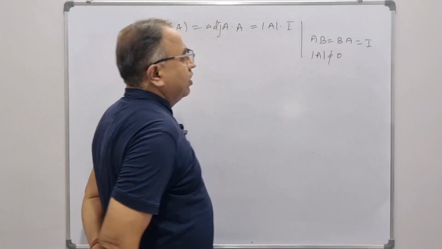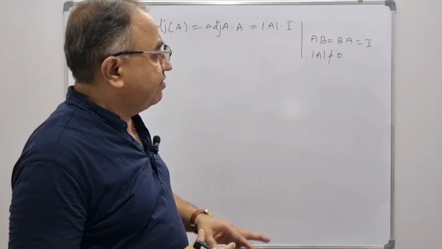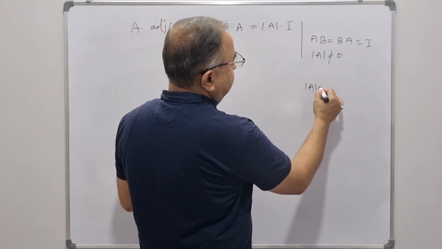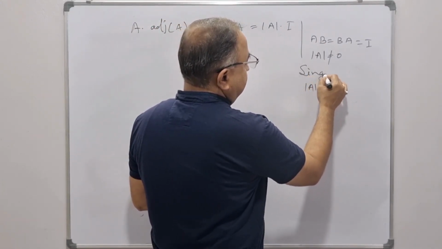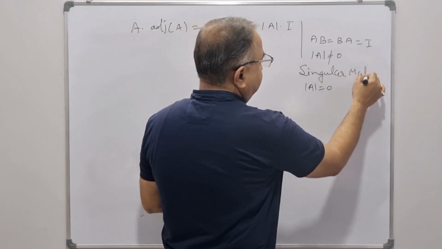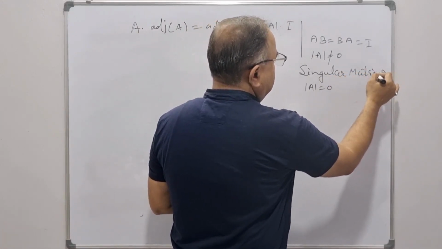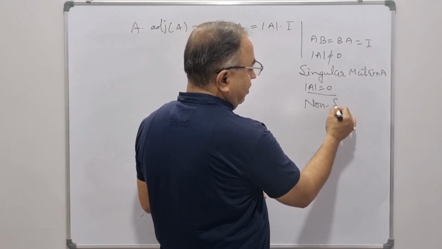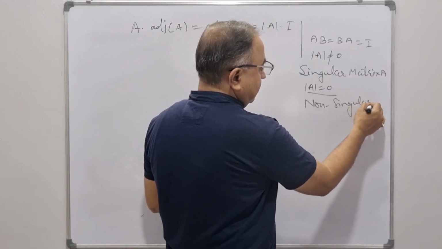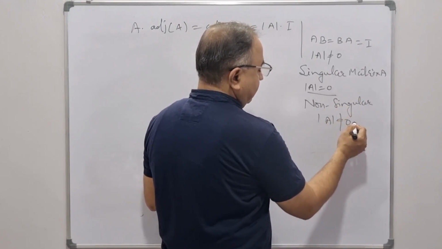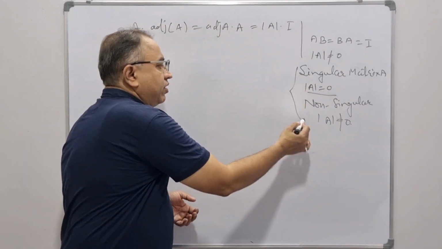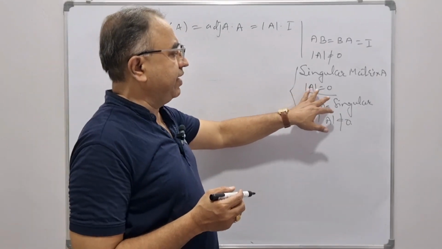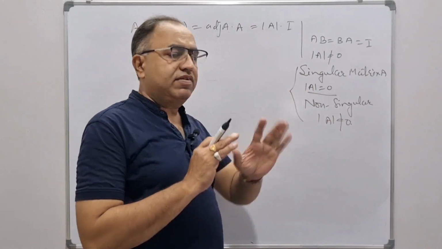provided determinant is not equal to 0. Now here come another two types of matrices based on determinant value: singular and non-singular. If determinant of A is 0, we call the matrix singular. So it is the definition of a singular matrix. Any matrix whose determinant is 0 is called singular, and if its determinant is not equal to 0, it is called non-singular. Right? So based on determinant, there are two other types of matrices, singular and non-singular. If determinant of any matrix is 0, it's called singular. If it is not 0, it's non-singular.